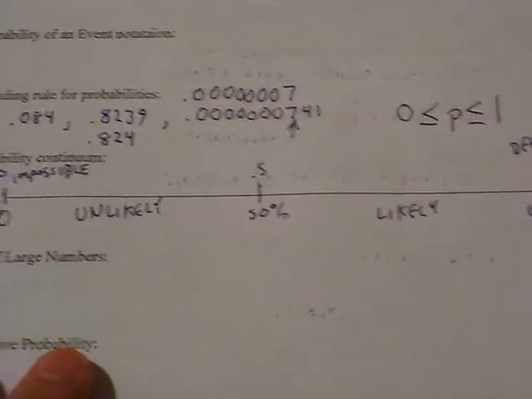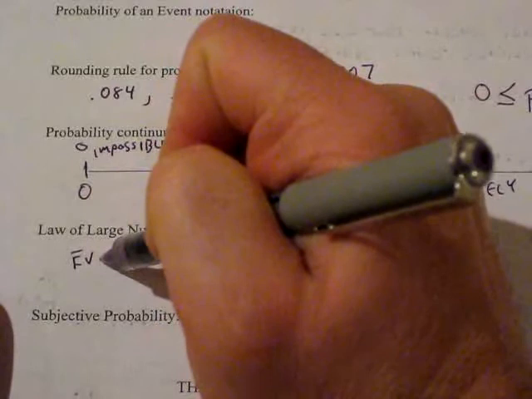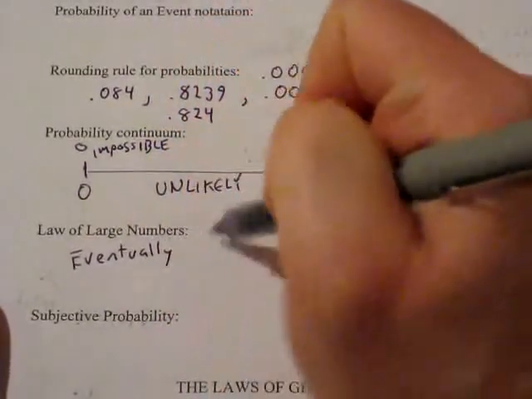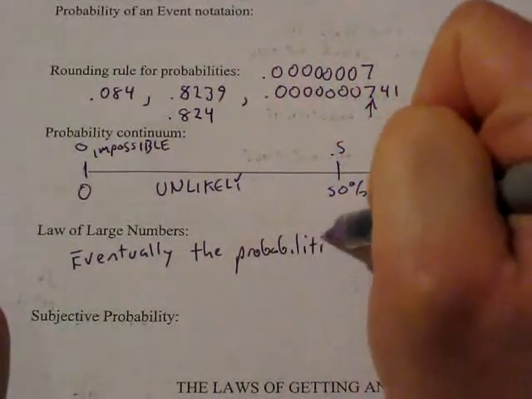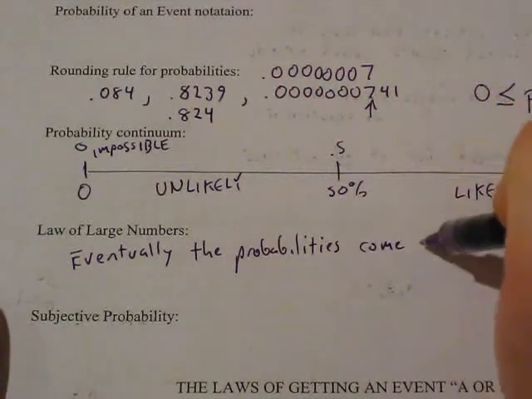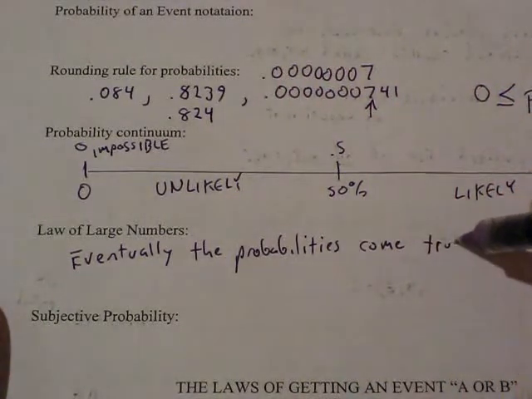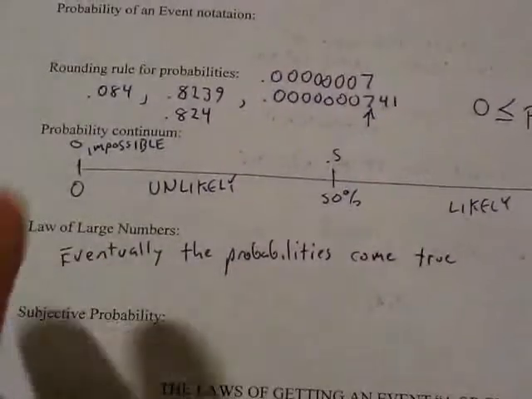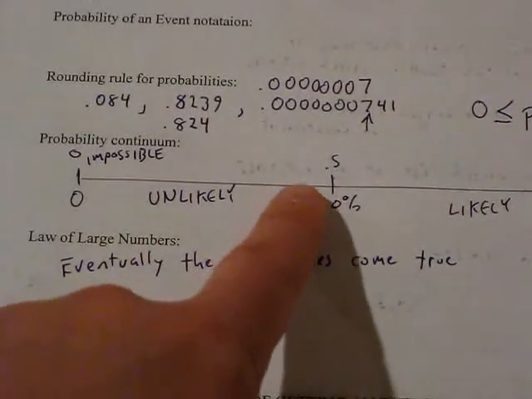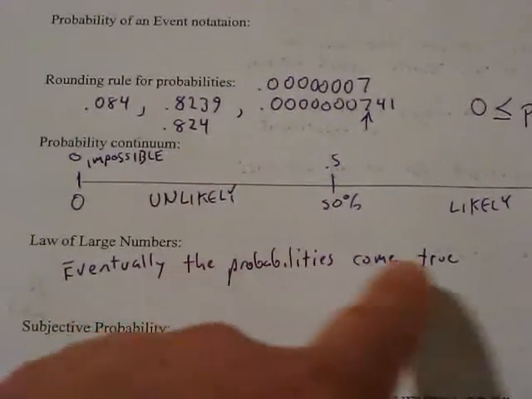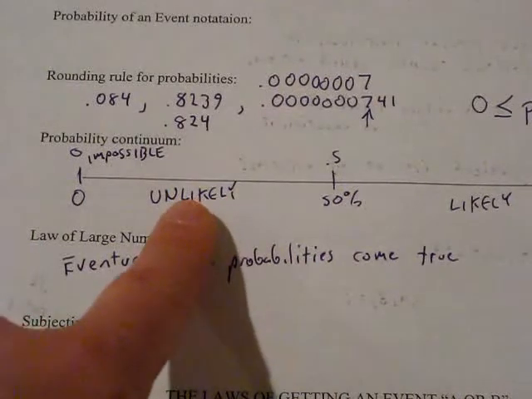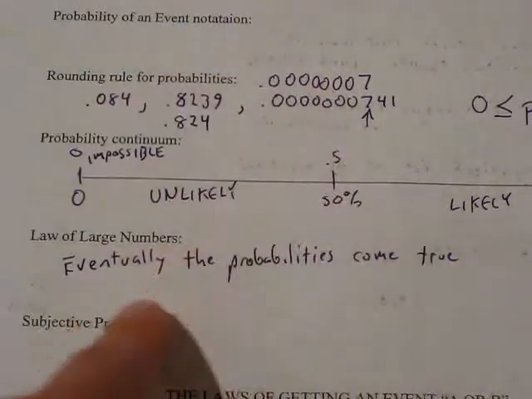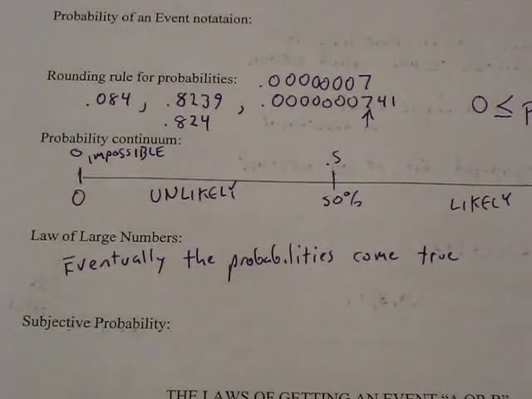All right, now, the law of large numbers. This is a little bit modified to make this kind of easy to swallow. Eventually, the probabilities come true. Now, what's important about that is if you are playing at a casino, and I will bet that most of the time when you play at a casino, your chances of winning are below 50%. Eventually, the probabilities come true. So if you do win at a casino, which maybe was a little bit unlikely, if you keep playing at the casino, eventually the probabilities will come true and you will walk home losing your money.